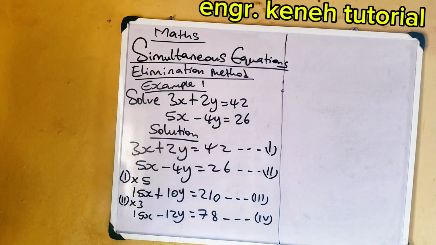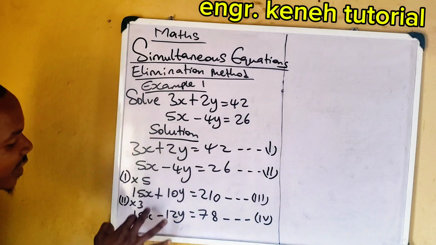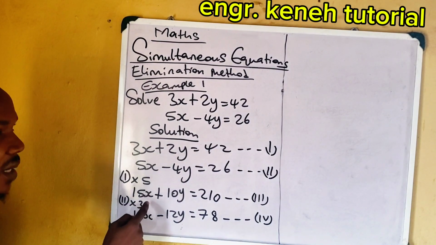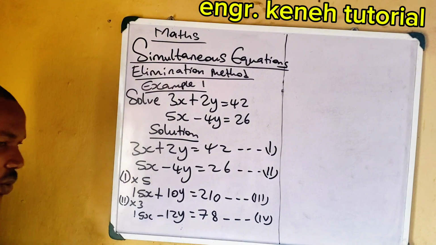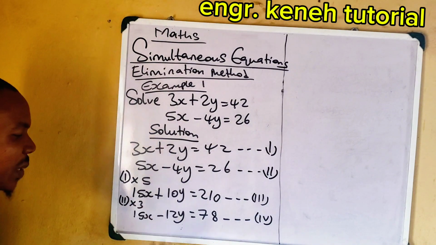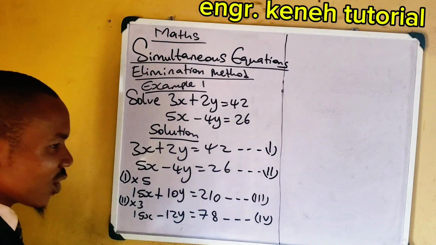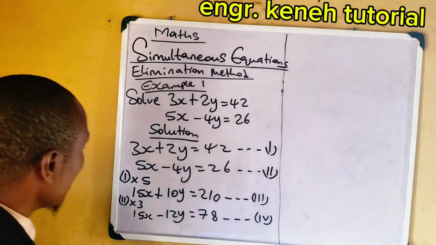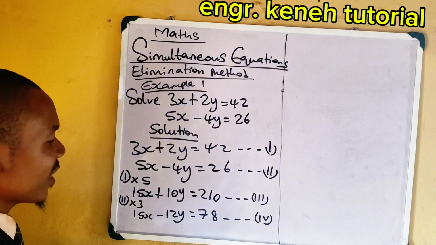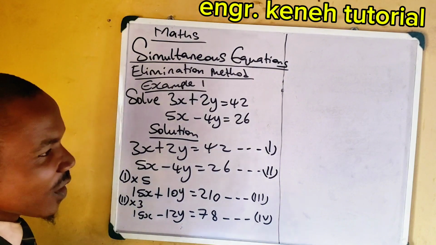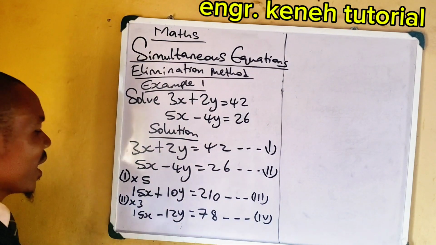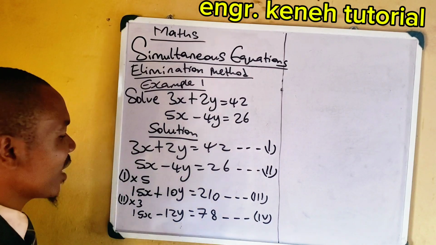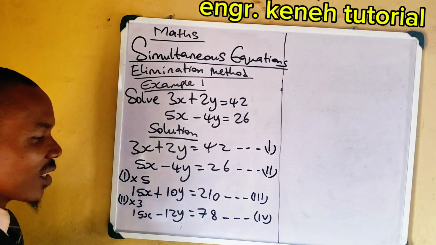Alright, my aim here is for me to make this become equal, and they are now equal. As you can see, this one is 15x and this one is 15x. When you get to this point, you ask yourself a question: this and this, what signs do they have? If they have similar signs, you subtract. But if they have different signs, you add together. That is how it is done. If they have different signs, add together. If they have similar signs, you subtract.